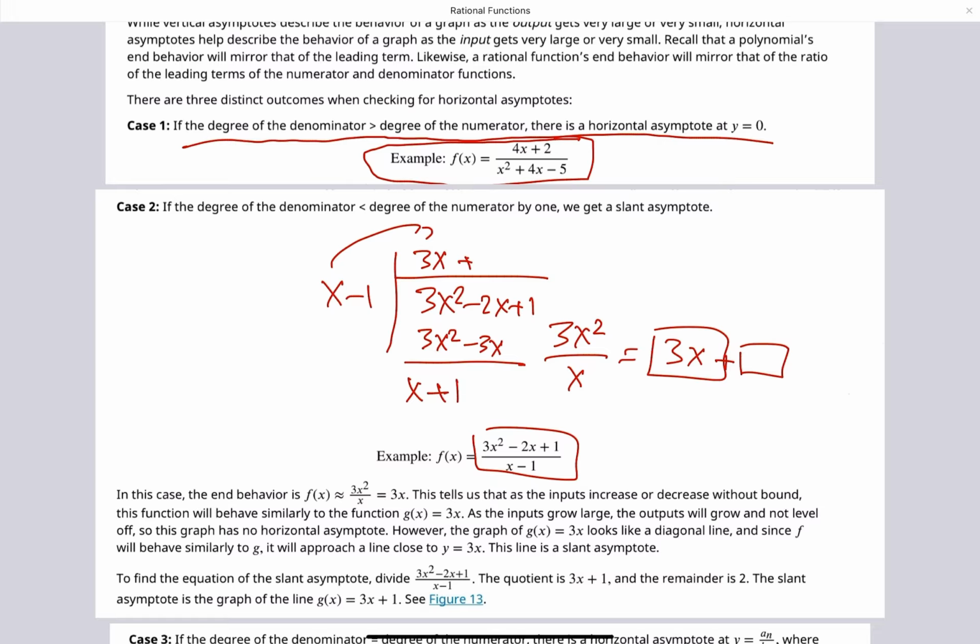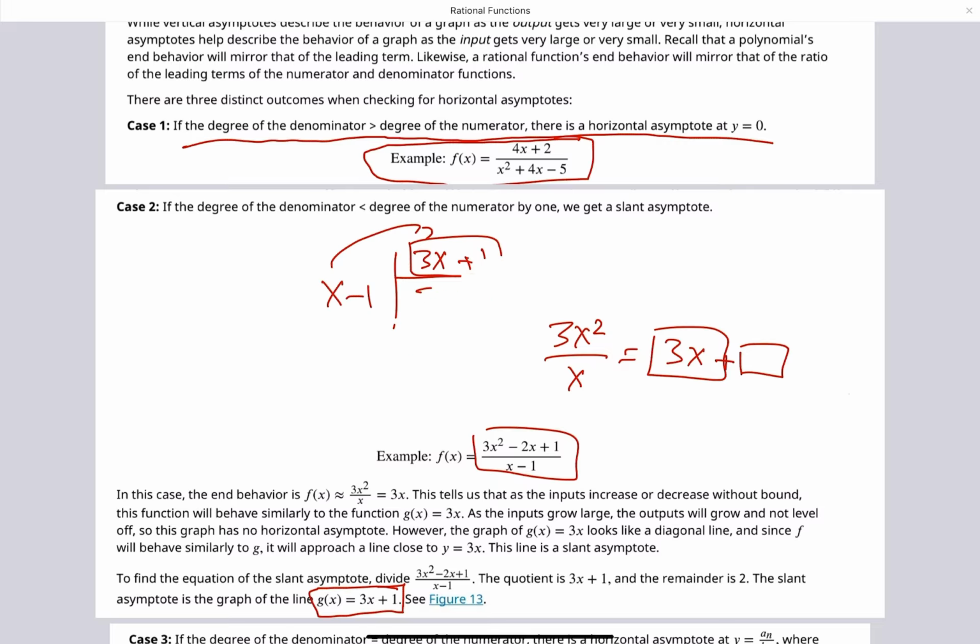Then you do plus 1. You get x. Then you get negative 1. We get negative 2, right? So 3x plus 1 would simply be, here it is, g of x equals 3x plus 1, your slant asymptote. But you're not required to do this now. I don't want you to focus on this.